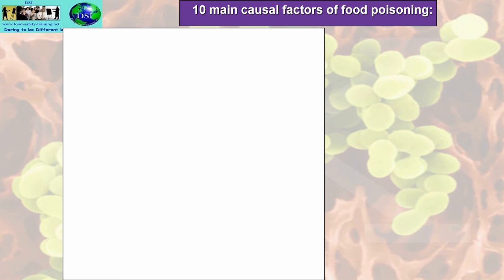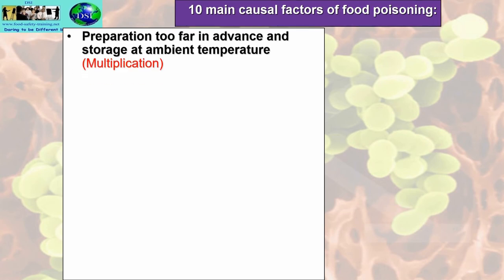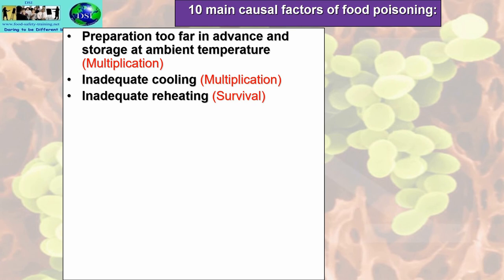10 main causal factors of food poisoning. These are the top 10, and these seem to be the top 10 every year, never mind when they're taken. The first one, number one on the hit parade, if you like, is preparation too far in advance and storage at ambient temperature. This gives rise to multiplication of bacteria within the food. Inadequate cooling, so again, gives rise to multiplication. Inadequate reheating, so you get survival of bacteria.